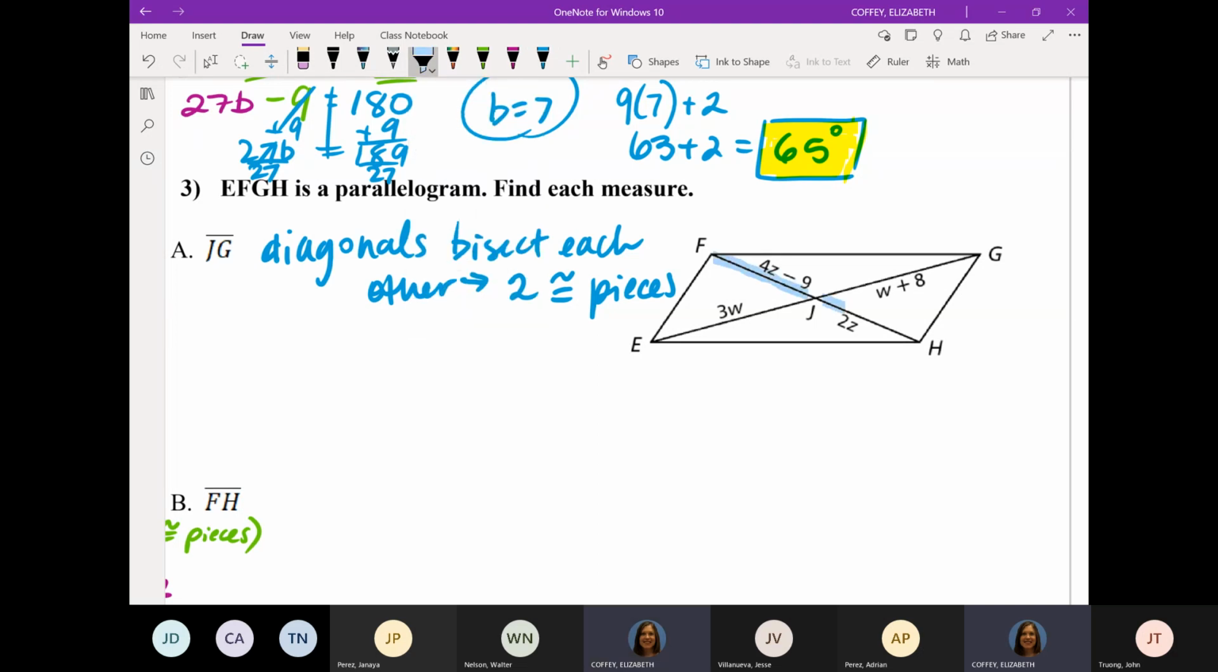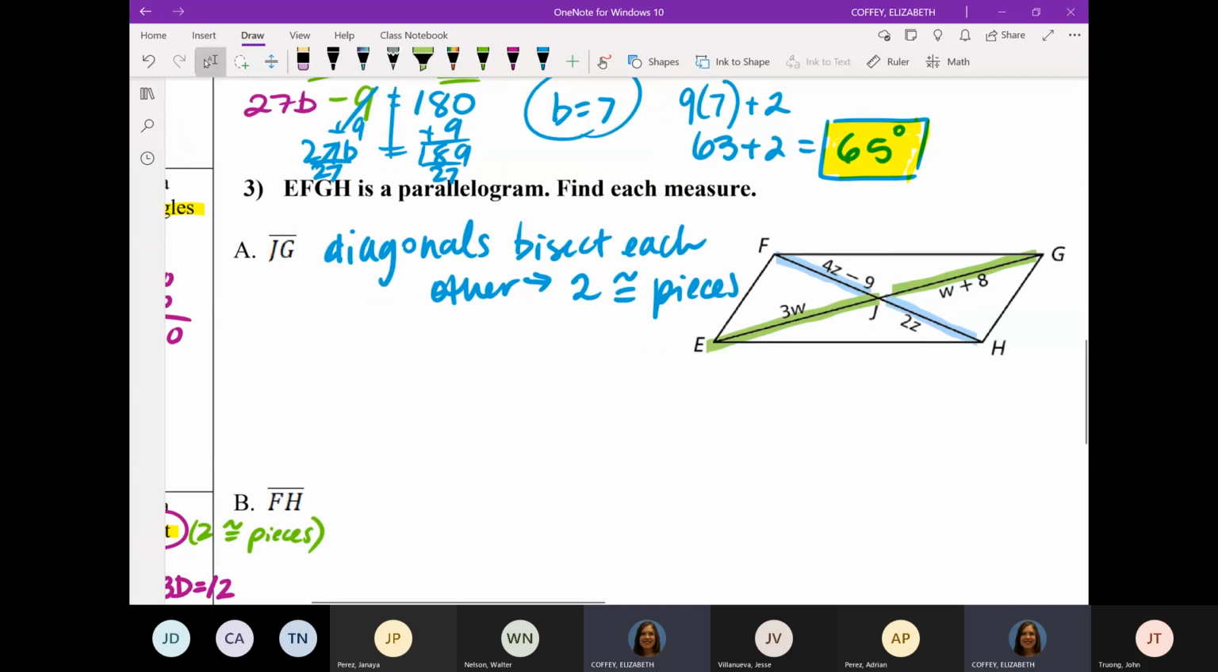Okay? So that means 4z minus 9 is equal to 2z. And separately, EJ, so 3w, is equal to w plus 8. Let's start with those w's because it's asking us for JG first. So if I want to find this here, I need to find W by setting W plus 8 equal to what? Very good, equal to 3W.